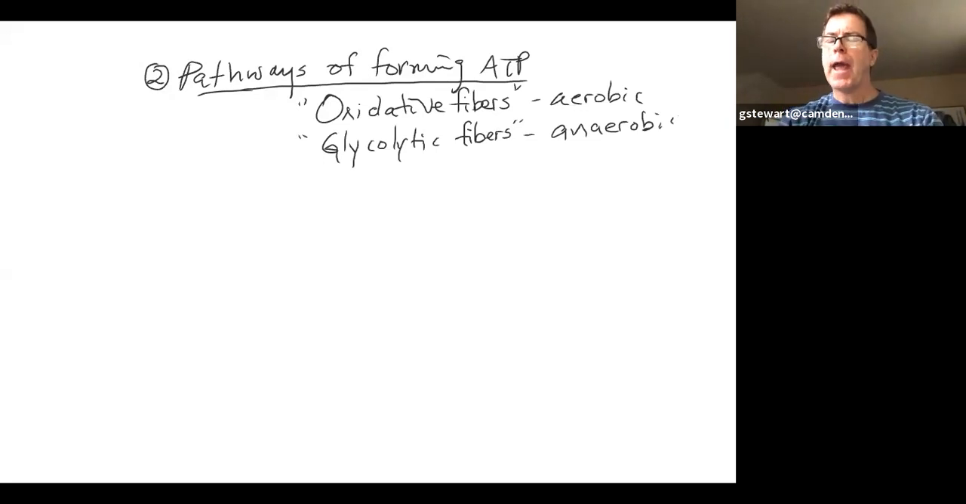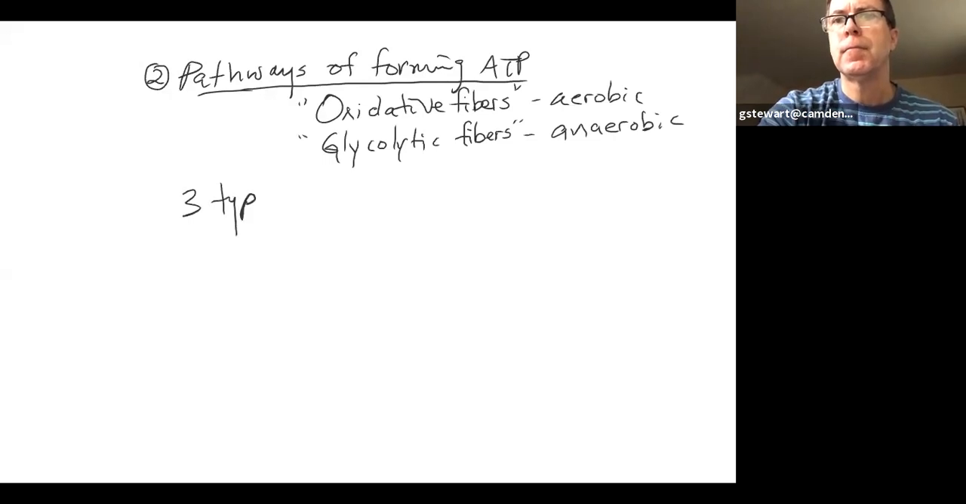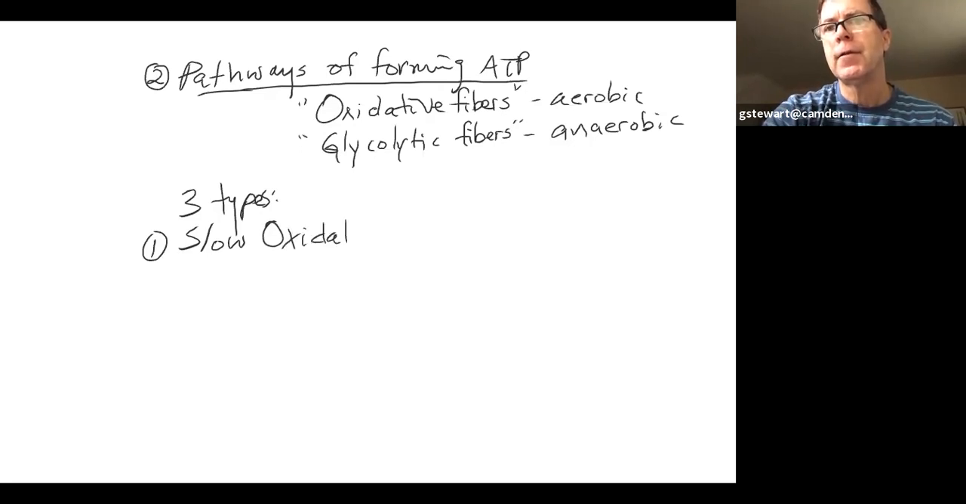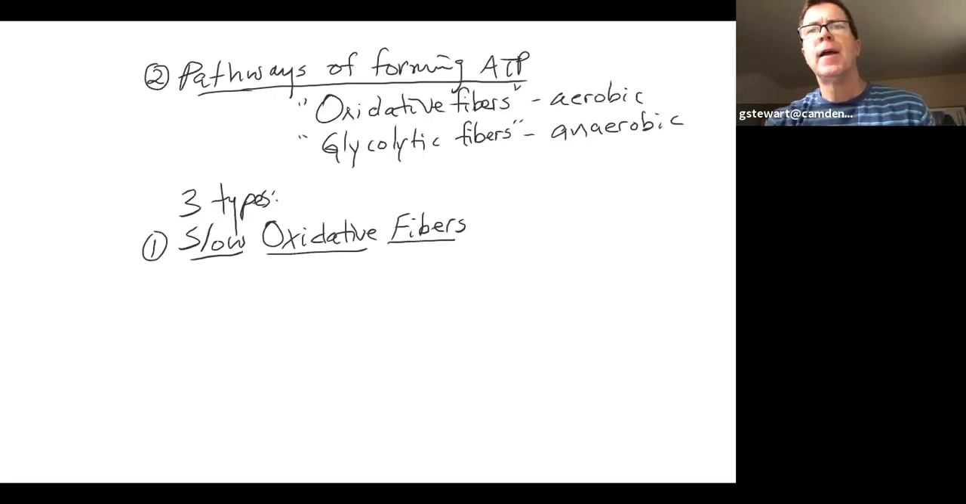Okay. Now we're going to actually do the three categories of muscle fiber types. So these are the three types. Number one, we have slow oxidative fibers. All of us have these three types of fibers within our skeletal muscles, but we all have a different combination of these fibers based on our genetics. So we all have these three types, but the makeup of how many of each type depends on our genes.